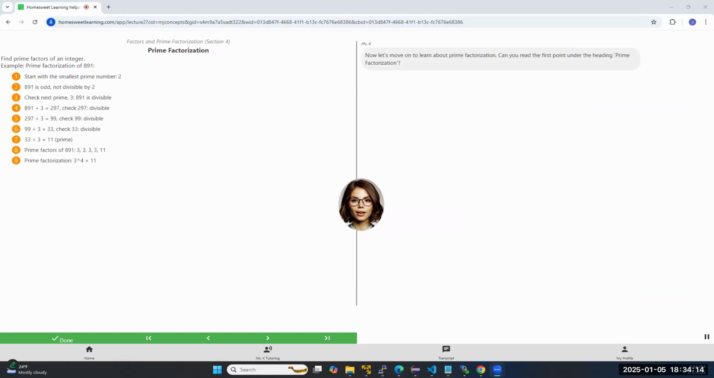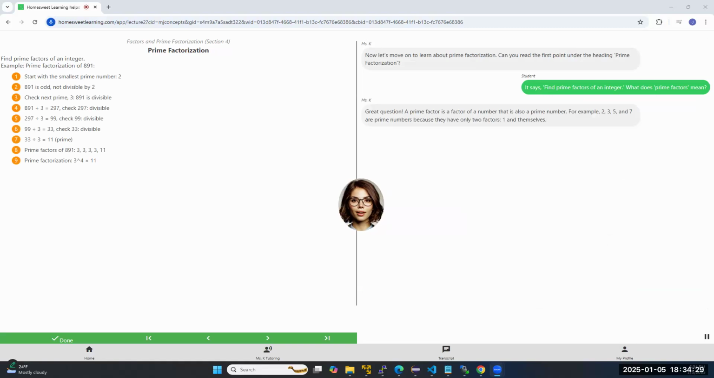Now let's move on to learn about prime factorization. Can you read the first point under the heading Prime Factorization? It says, find prime factors of an integer. What does prime factors mean? Great question. A prime factor is a factor of a number that is also a prime number. For example, 2, 3, 5, and 7 are prime numbers because they have only two factors, 1 and themselves. So, to find the prime factors of a number, we break it into smaller numbers that are all prime.